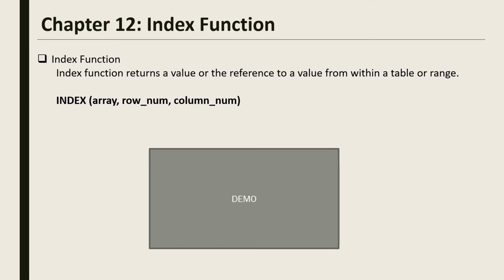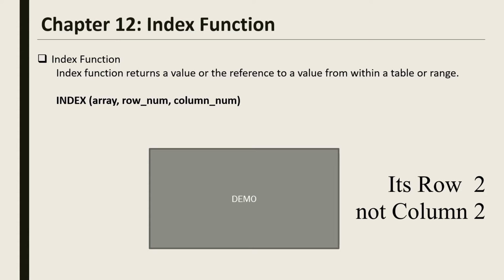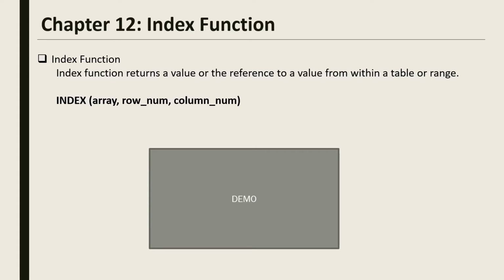Index function. The INDEX function returns the value or the reference to a value from within a table or range. In the INDEX function, we give the input of a table, and if we tell that function that this is column number 3 and this is row number 2, what is the value at row 2 and column 3, it will return that corresponding value. Let's understand it in the Excel exercise.